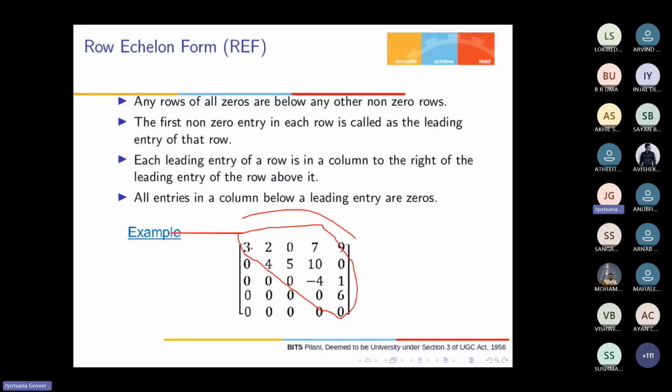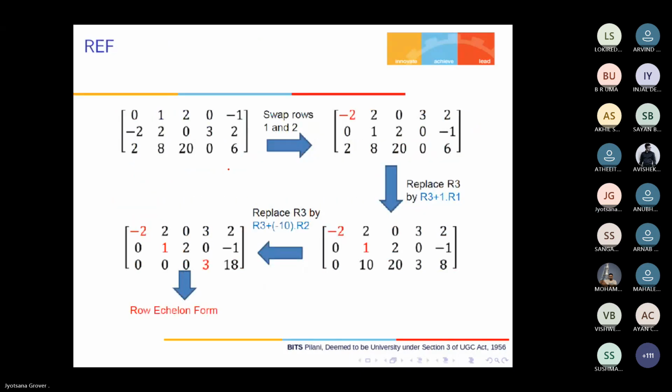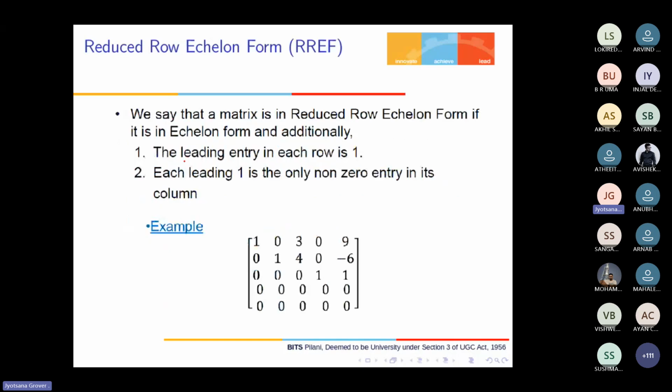Acha, haan. This is diagonal now. Correct. So all upper triangular matrices are REF, but not the converse. I'll show you why. For example, this. Let me first tell you what REF is, then we'll go to this REF.